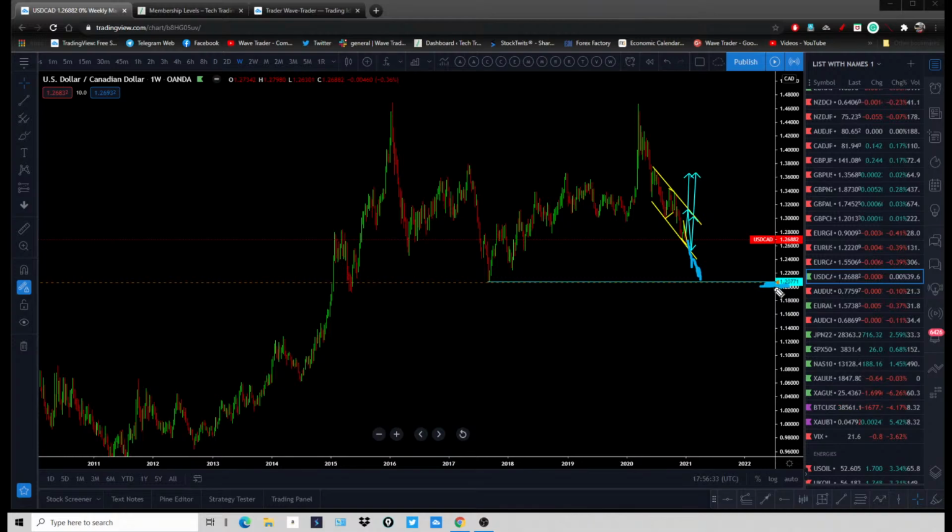Where is the oil right now? At 150, 152, 153, within these areas. So how much room is left on oil? You still have almost a 12 to $15 move left on oil.